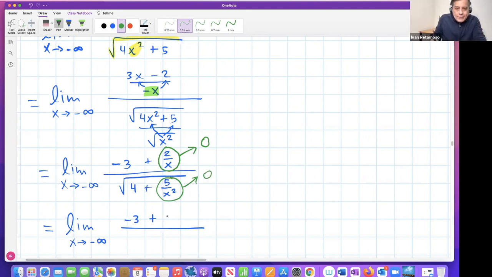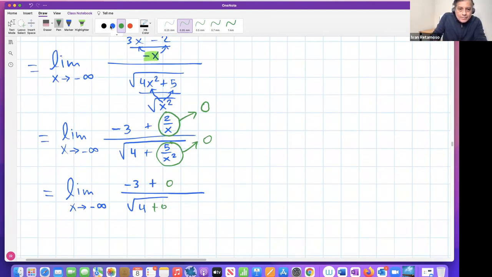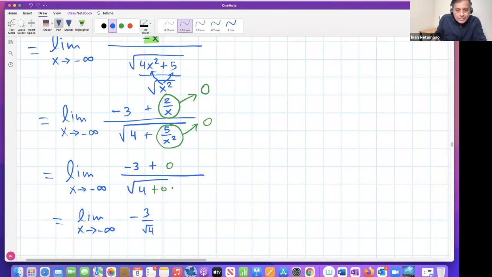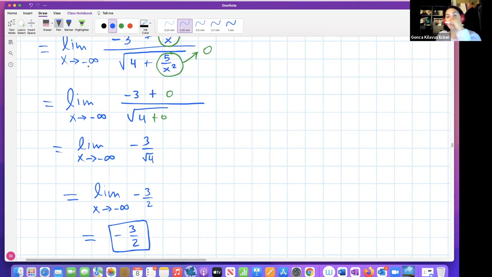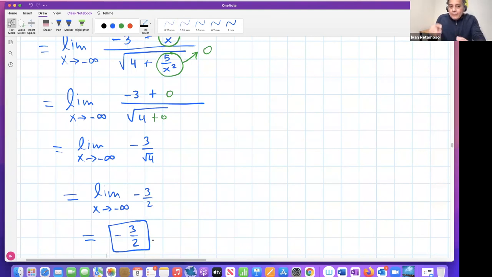So what is left? Just this negative 3 over the square root of 4 plus zero. I don't want to lose anyone. So this becomes just this, and we are very close to the end. This is minus 3 over the square root of 4, eliminating the zeros. But the square root of 4 is just 2, and there's a negative 3 on top. It's a constant, so minus 3 over 2. You follow, guys? When x approaches negative infinity, I got it negative. When x approached positive infinity, I got it positive. But be careful there.